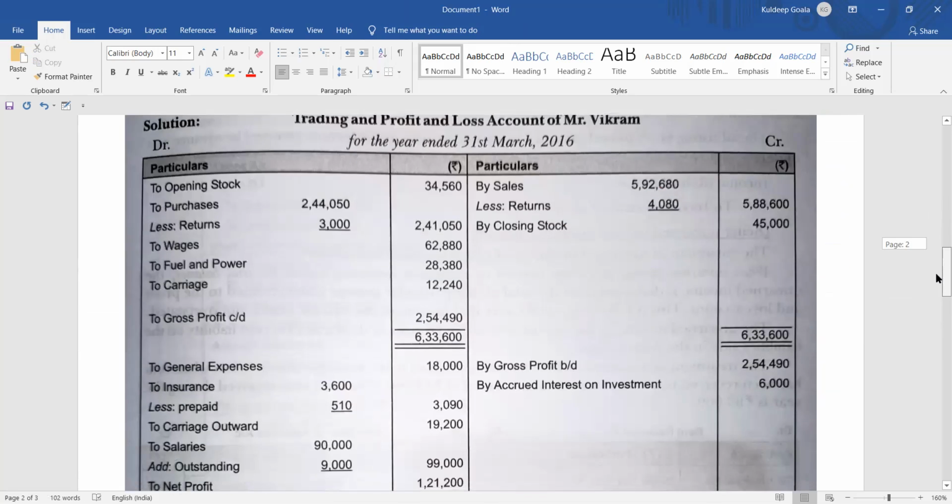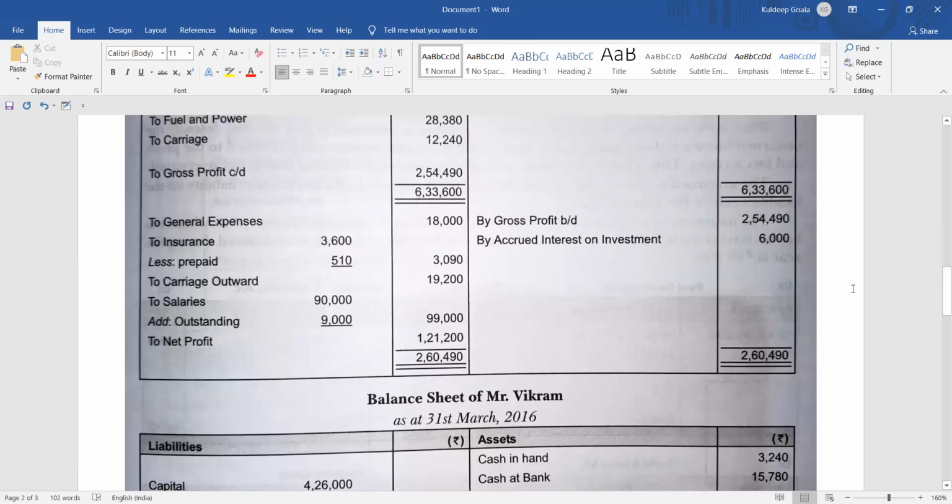So what we'll do now is balance the profit and loss account. While balancing, we can see that the credit side is more. Hence, we are going to put the credit side total on both sides. It's 2,60,490. After that, we will deduct the debit side total, and we can see the balance is 1,21,200. So it is nothing but the net profit. And this net profit will be transferred to the capital in the balance sheet, right? It will be added with the capital in the balance sheet. So this is the net profit, right?